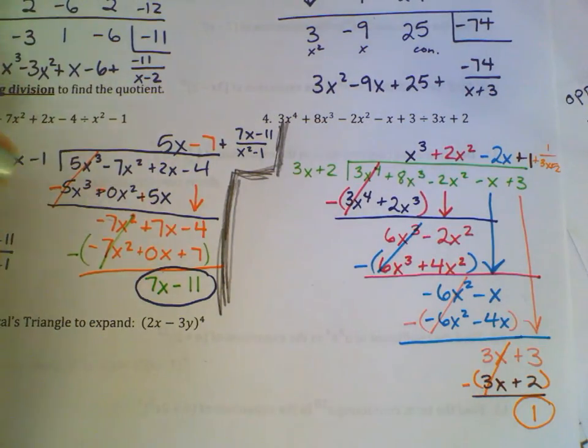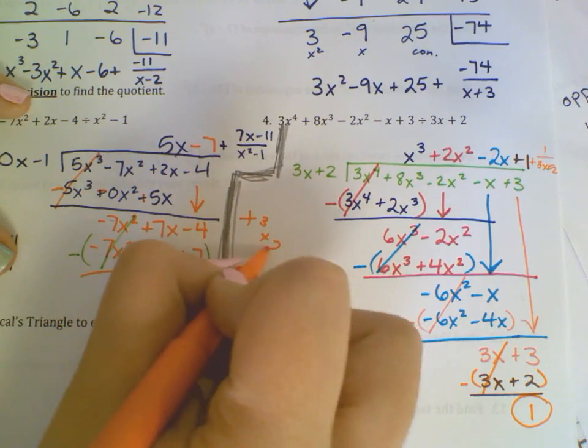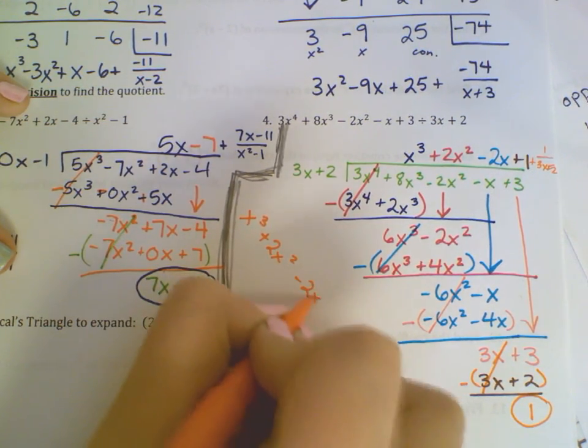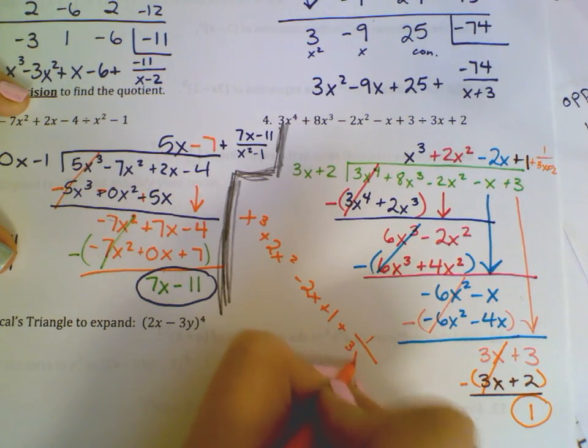That's hard to see, so I'm going to write my whole answer right here. I've got x cubed plus 2x squared minus 2x plus 1 over 3x plus 2.